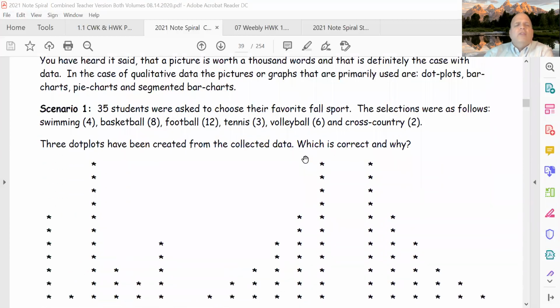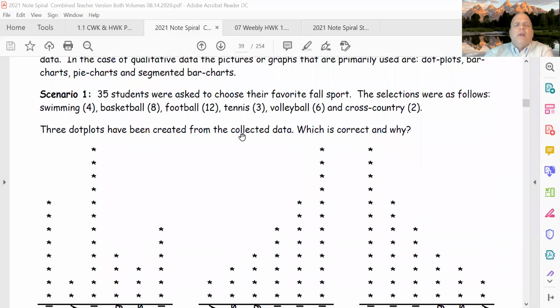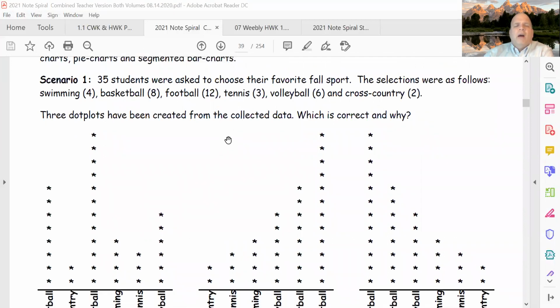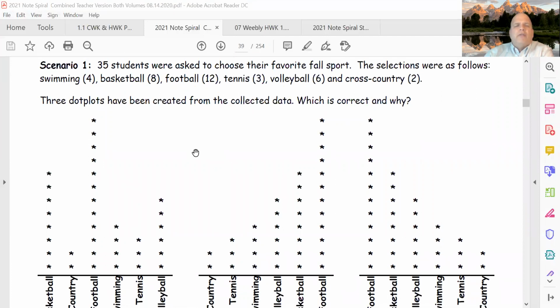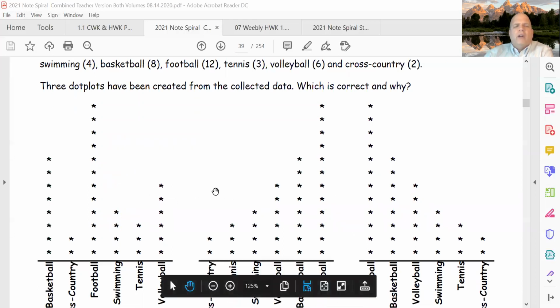So scenario 1 says 35 students were asked to choose their favorite fall sports. The selections were as follows: swimming, basketball, football, tennis, volleyball, and cross country. And we have 3 dot plots recording that. We have 4 that like swimming, 8 basketball, 12 football, 3 tennis, 6 volleyball, and 2 cross country. And I look at those and I'm like, which one's right? They all look completely different.